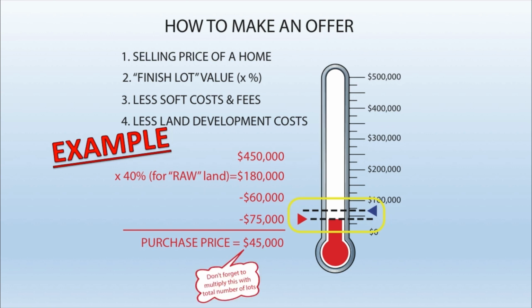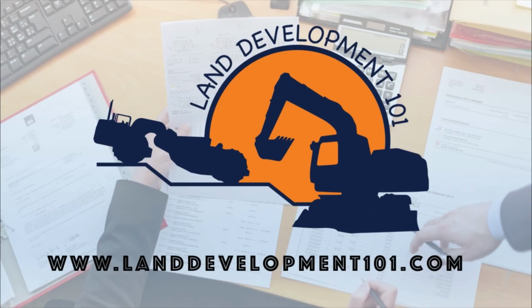And one last thing, do not forget to take that number and multiply it by the total number of lots. Because again, that number that we analyzed is $45,000 per lot. So if it's going to be 10 lots, then do 45,000 times 10. That's your number, and so on. So that's our short video on how to come up with a quick and dirty back of the napkin offer for the seller on some land.